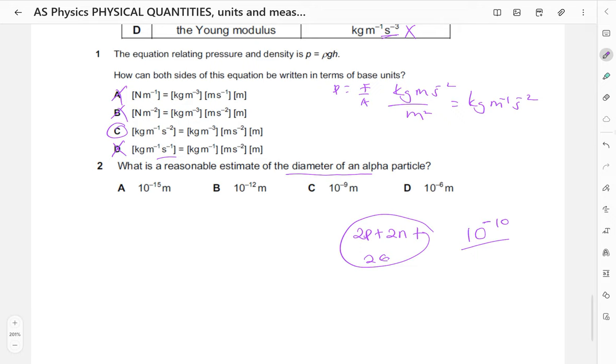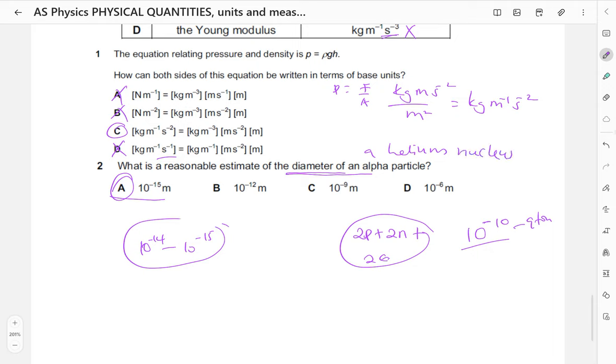What is a reasonable estimate of the diameter of an alpha particle? An alpha particle is a helium nucleus. Okay, so this is for the atom. Since an alpha particle is a helium nucleus, not an atom, then the answer is going to be A, because for the nucleus, the diameter is between 10 power negative 14 to 10 power negative 15. An alpha particle is a helium nucleus.